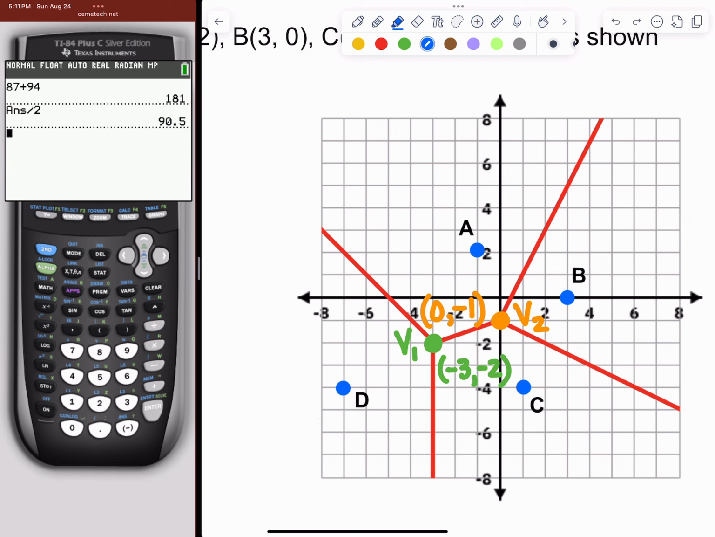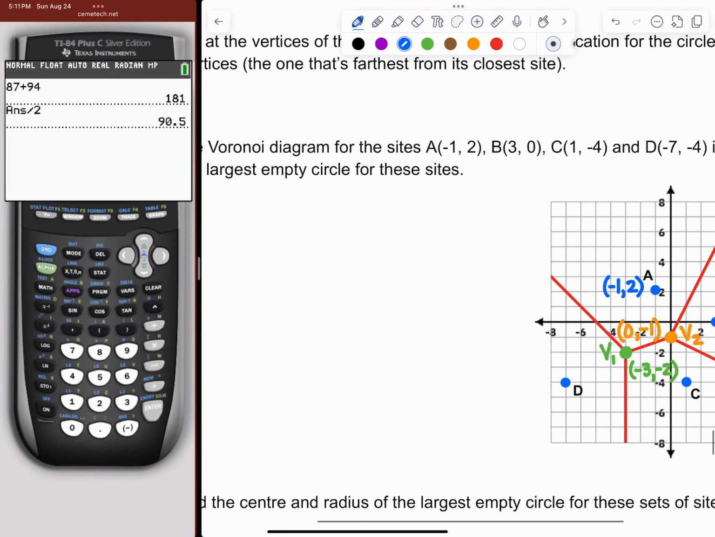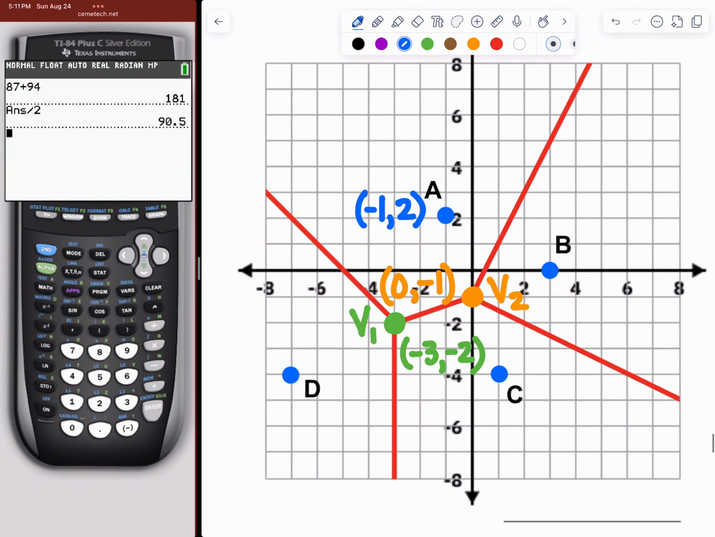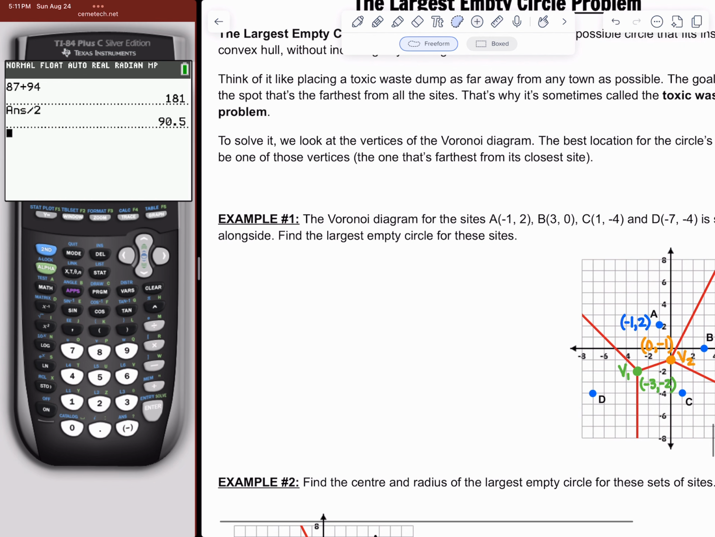So I am going to use point A, and point A is located at -1, 2. All right, so what I need to do is find the distance between each vertex and the point here. If I do that, I will end up having to apply the distance formula.